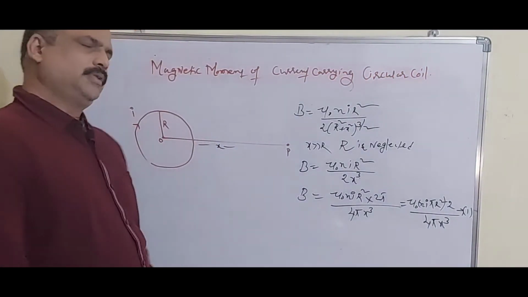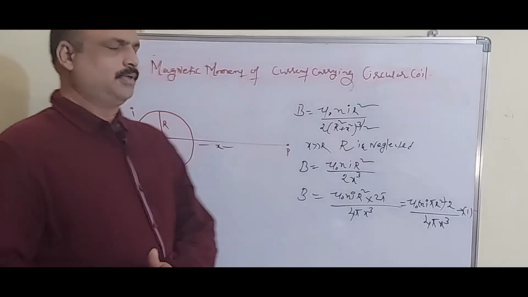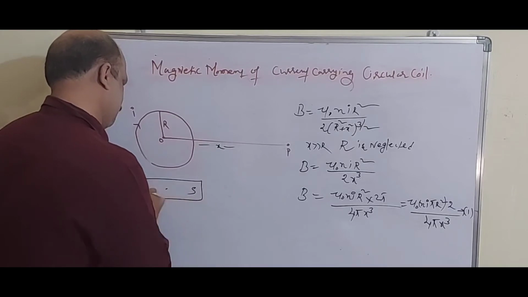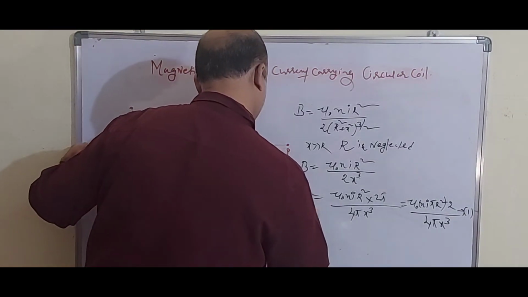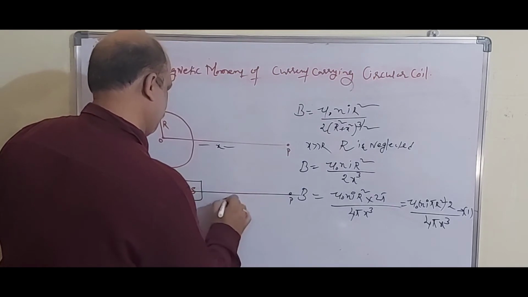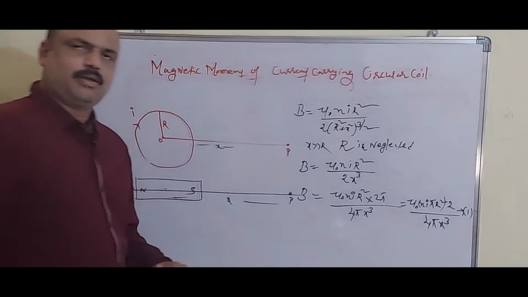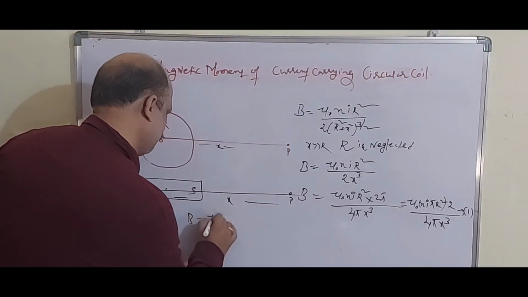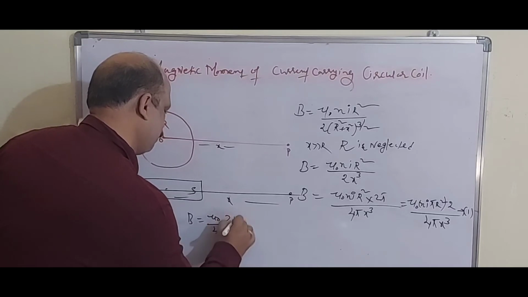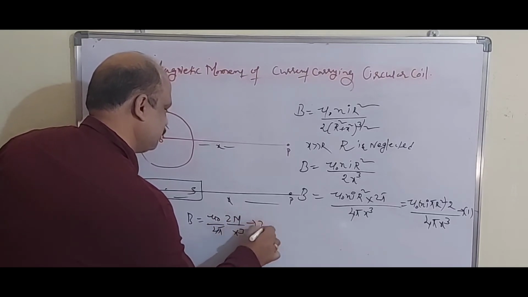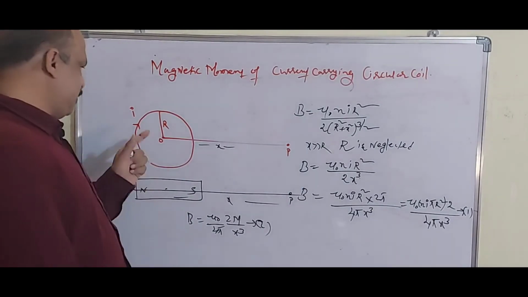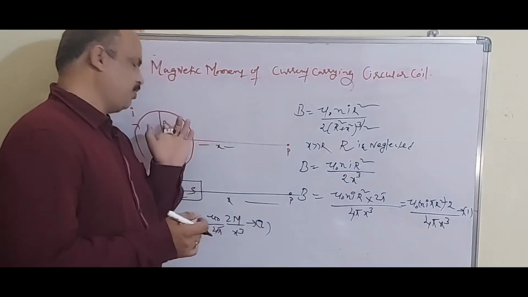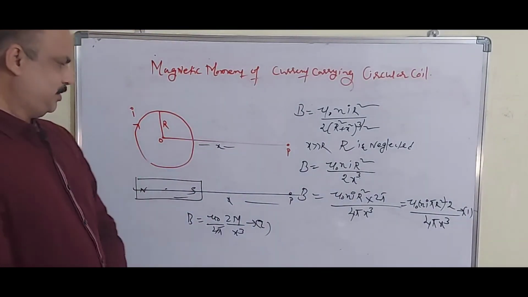But if we consider a magnet, this is a magnet, and this is the axial line, and this is at a distance. We want to find the magnetic field on the axial line of the bar magnet. What is the answer here? B = μ₀/4π × 2m/x³. This is the answer. That means this coil behaves like a bar magnet whenever current is passing through it.